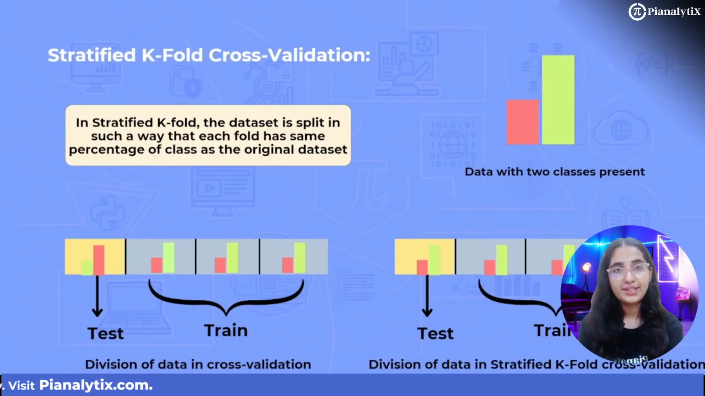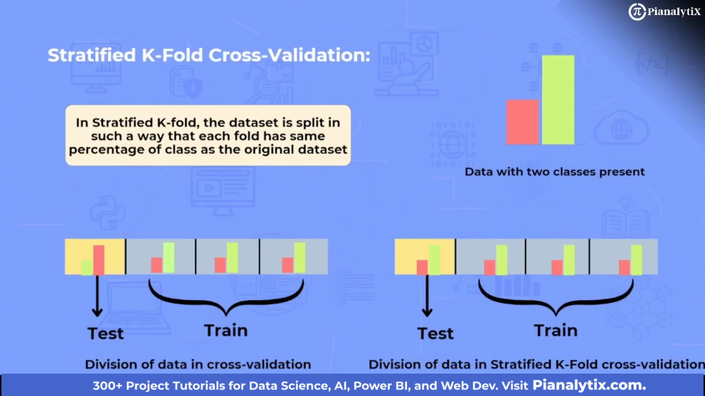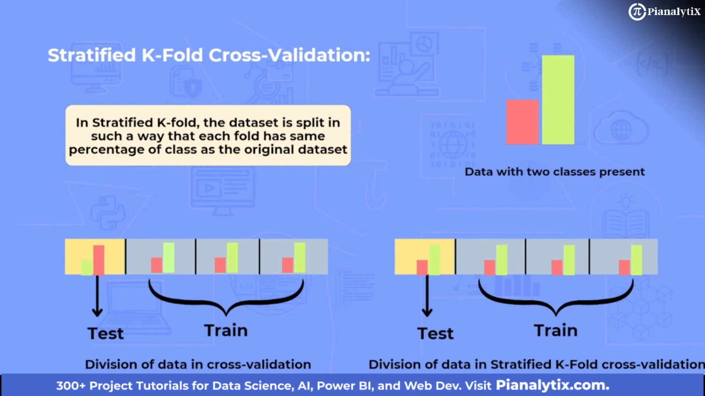Second, stratified k-fold. Imagine you are working with imbalanced data, like 80% of one class and 20% of another. In stratified k-fold, the dataset is split into k folds, but the splitting ensures that each fold has approximately the same percentage of each class as the original dataset. This helps maintain the class balance in each fold, preventing issues like one fold having too many examples of one class and not enough of another, which can skew the results.